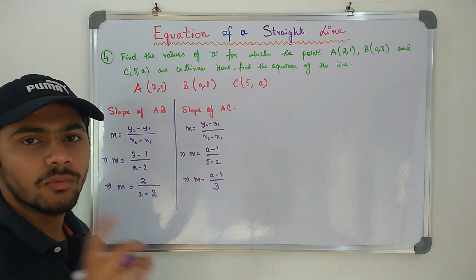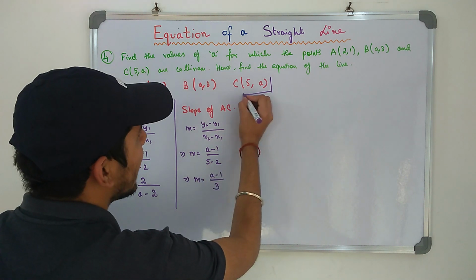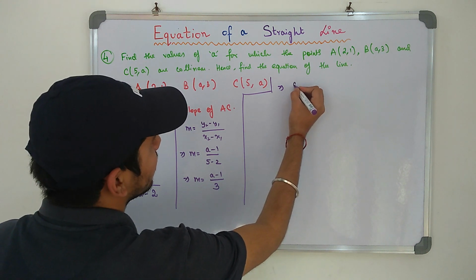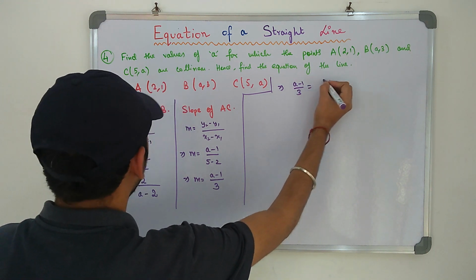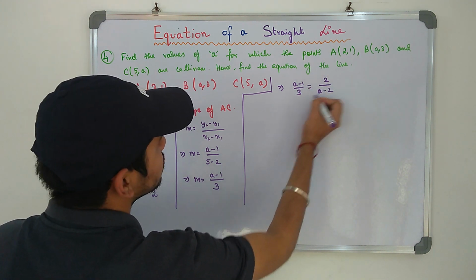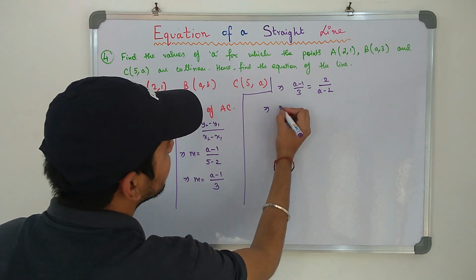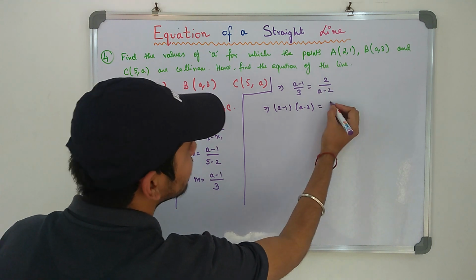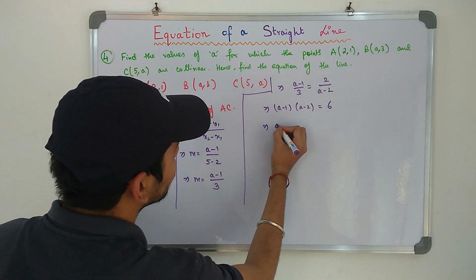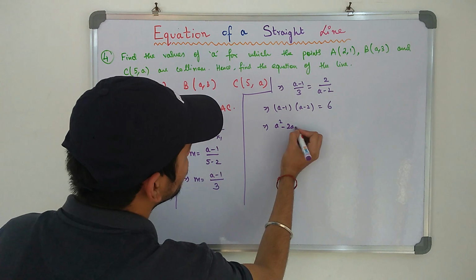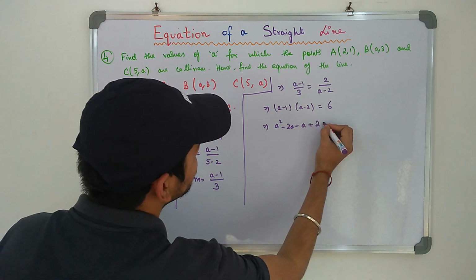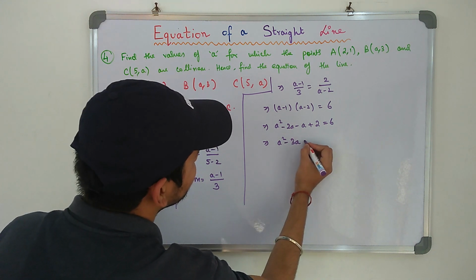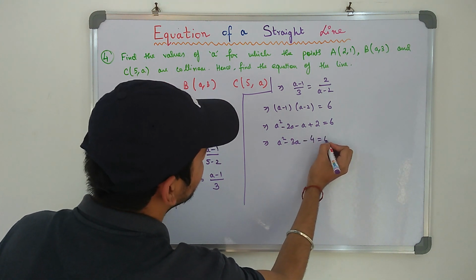Now both the slopes will be equal. Let's do that and we will get the value of a. So we have (a minus 1) by 3 is equal to 2 divided by (a minus 2). Let's cross multiply. We will get (a minus 1) into (a minus 2) is equal to 3 2s are 6. Therefore a square minus 2a minus a plus 2 will be equal to 6. Therefore a square minus 3a minus 4 will be equal to 0.